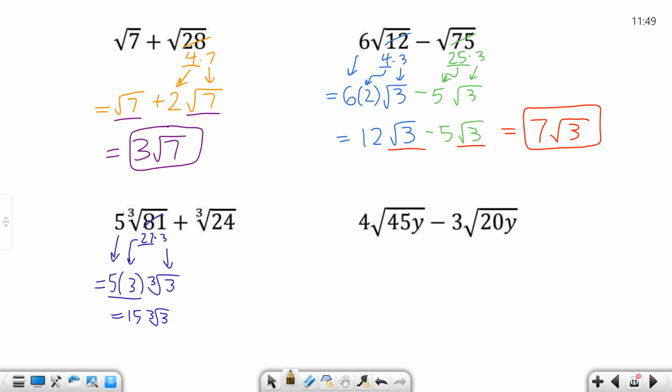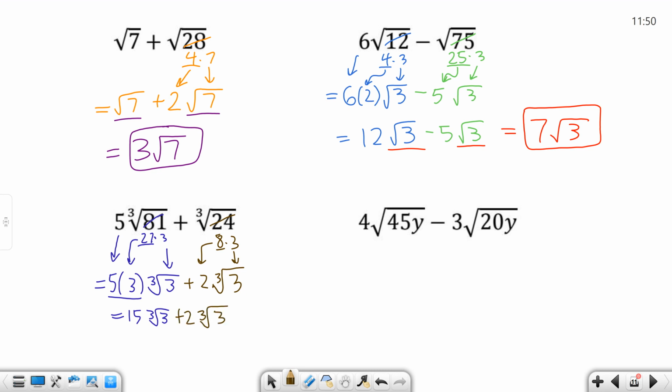And then for this term, 24, 8 does go into it. 8 times 3 is 24. What is the cube root of 8? We have plus. The cube root of 8 is 2. I don't need parentheses. There's nothing out front with that. And then the cube root of the 3 stays under the radical. You cannot simplify that term anymore, so just bring it down.